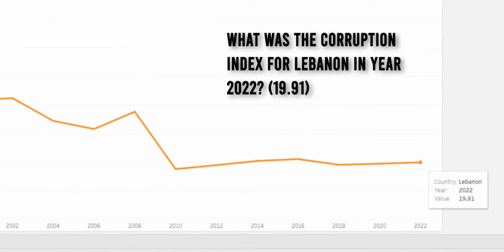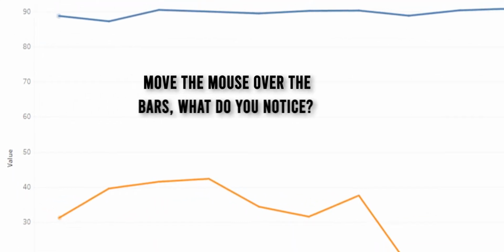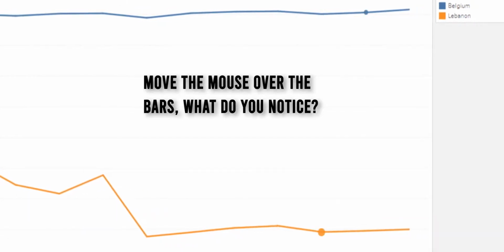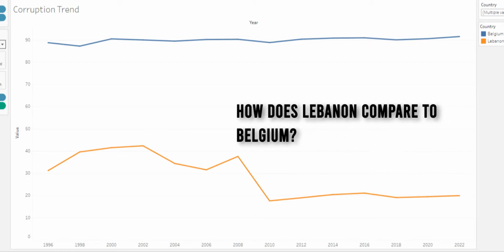What was the corruption index for Lebanon in year 2022? 19.91. Move the mouse over the bars, what do you notice? How does Lebanon compare to Belgium?